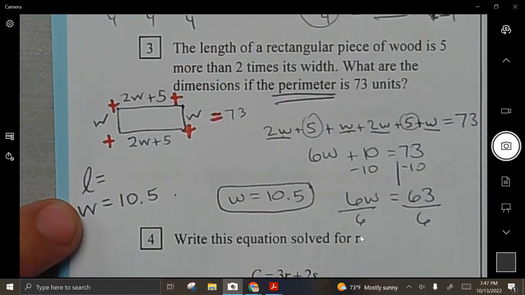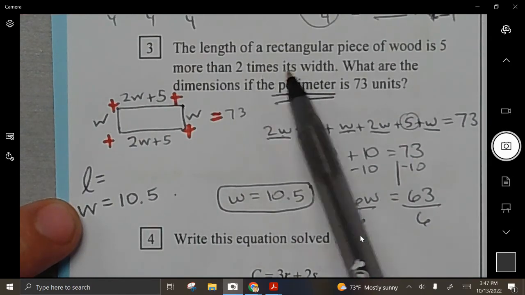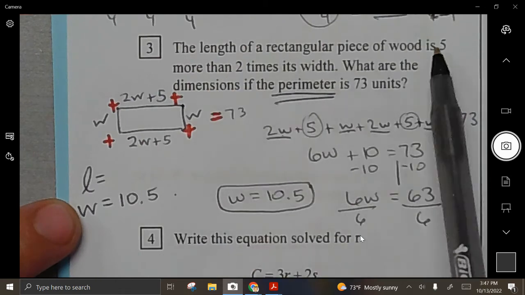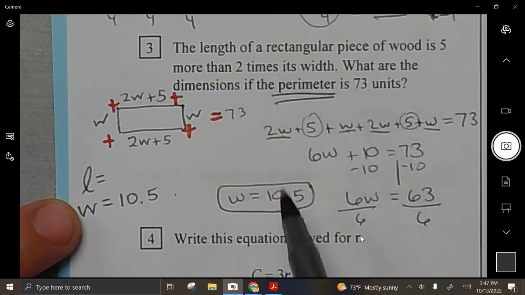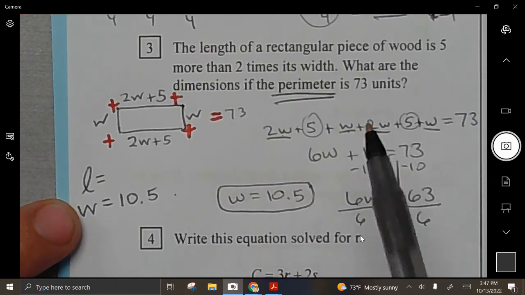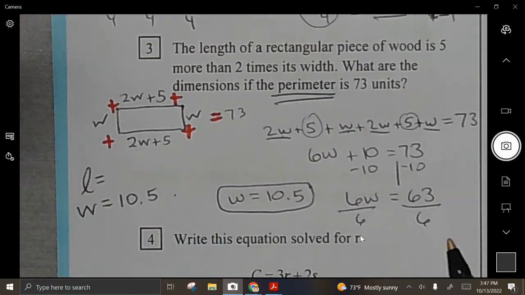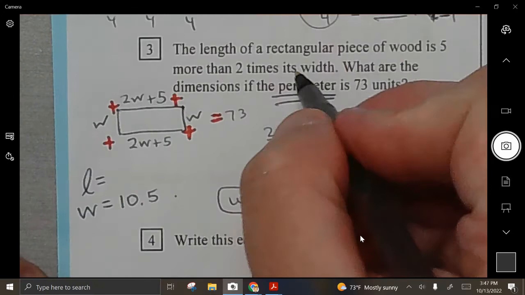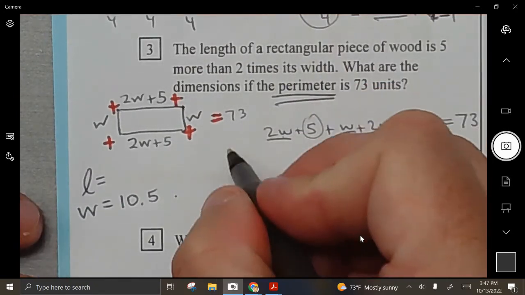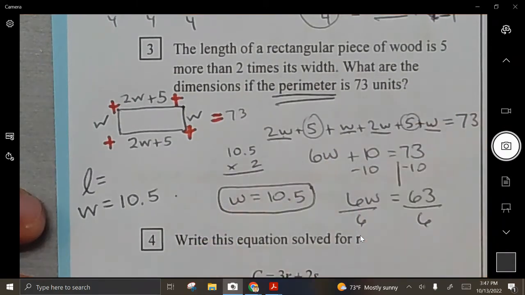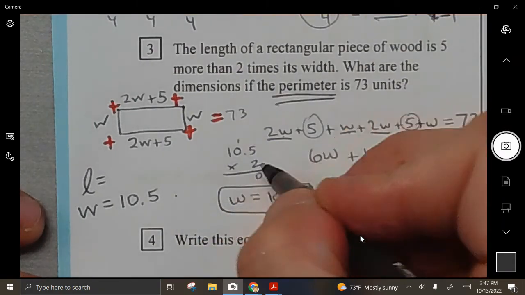Well, the length is 5 more than 2 times its width. What's 2 times its width? 10.5 times 2, right? So this is 2 times its width, so it'd be 10.5 times 2. Do you get that? That's 2 times its width. We can do that in our head, but we're going to go ahead and do it this way.